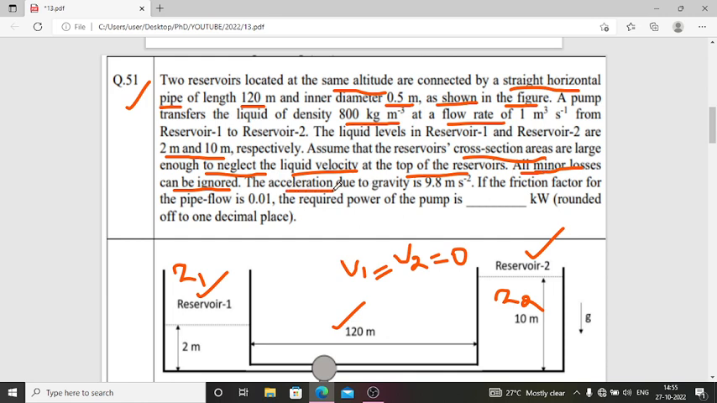The acceleration due to gravity is 9.8 meter per second square. So G is equal to 9.8 meter per second square. If the friction factor for the pipe flow is 0.01, the friction factor is denoted as small f. So the required power of the pump is, in kilowatt. After calculating the power of the pump, we have to round the result to 1 decimal place. The objective of this problem is to determine the power of the pump in kilowatt.